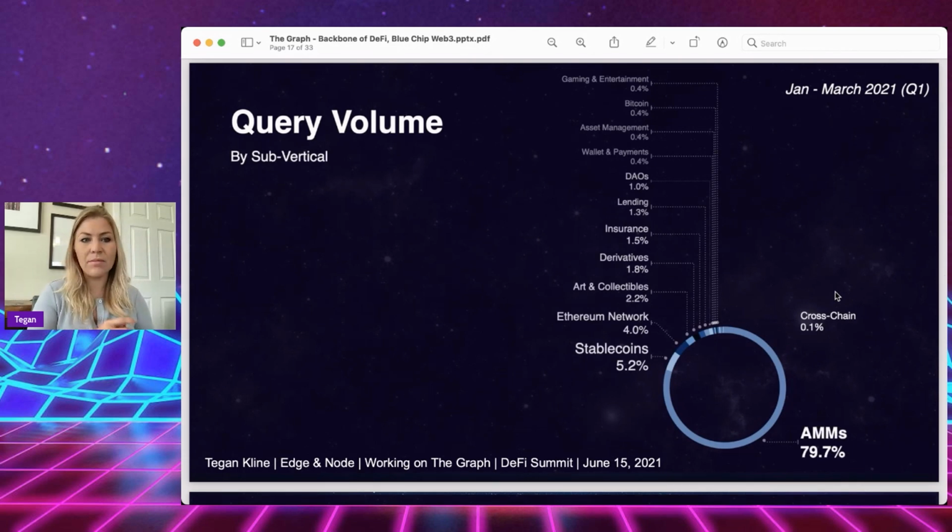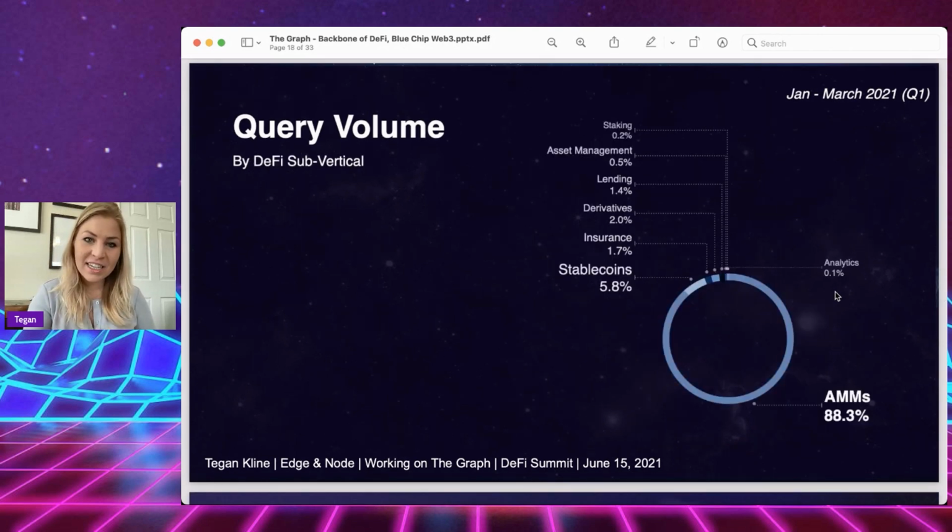And then this breaks it down by subvertical. We can see that 79% came from AMMs. That's really where a lot of the queries are happening, but also 5% within stablecoins, 4% within the Ethereum network, 2.2% in arts and collectibles, so NFTs, and then a smaller amount in derivatives, insurance, lending, DAOs, wallets, and beyond. And then this shows it by DeFi vertical. So within that DeFi section, 88% of those were AMMs, and then stablecoins, insurance, derivatives, asset management, staking.